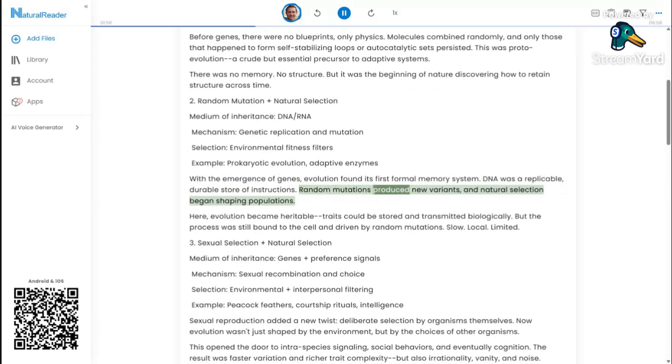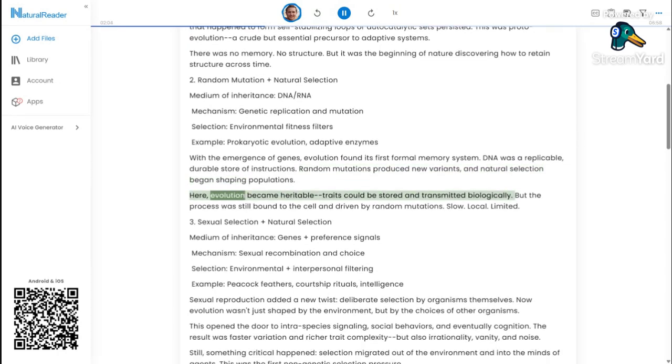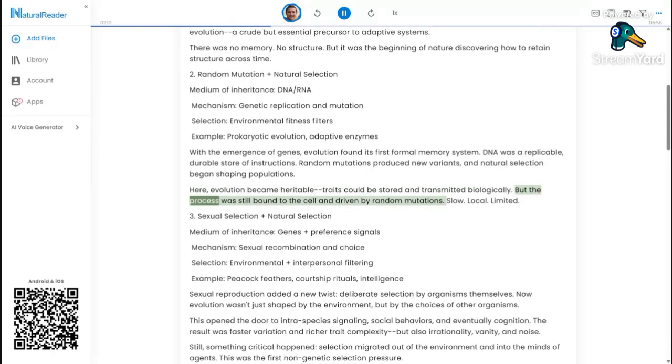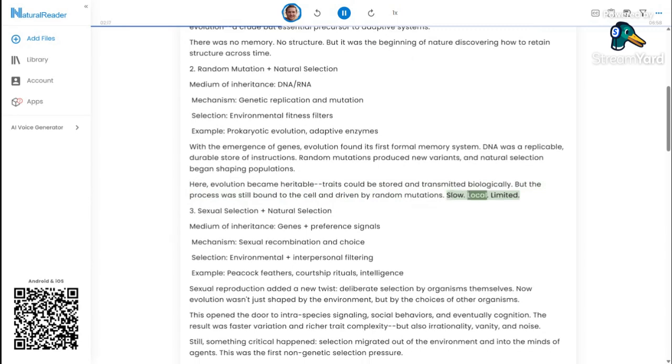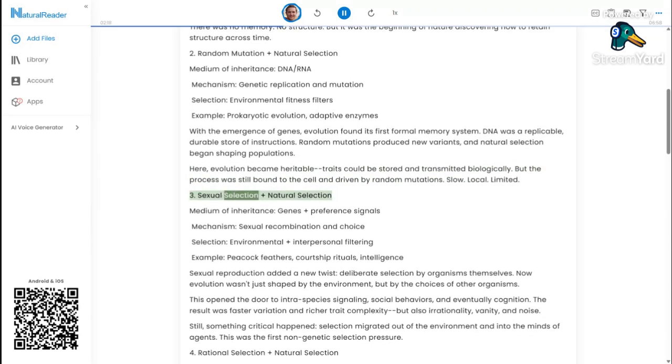Random mutations produced new variants, and natural selection began shaping populations. Here, evolution became heritable; traits could be stored and transmitted biologically. But the process was still bound to the cell and driven by random mutations. Slow, local, limited.